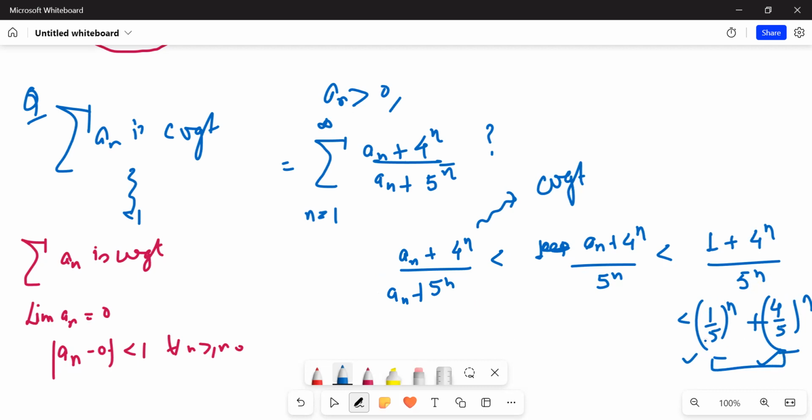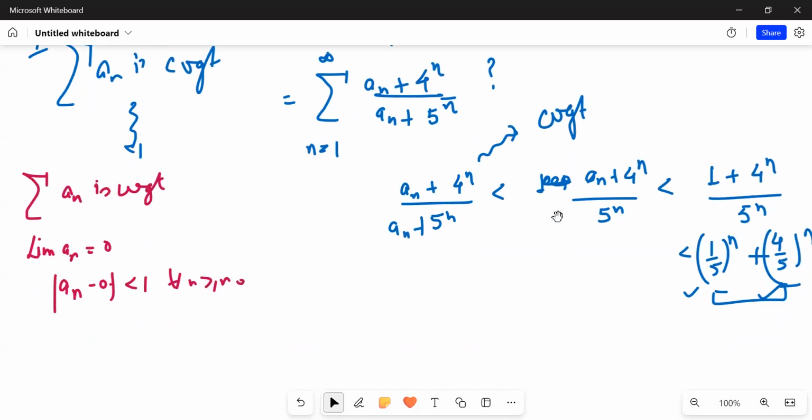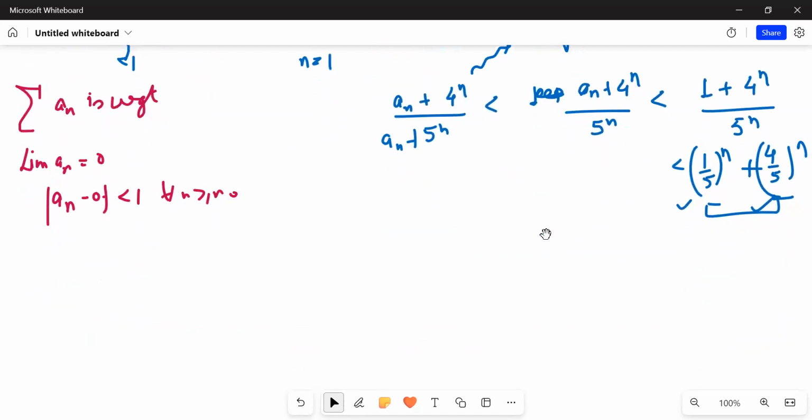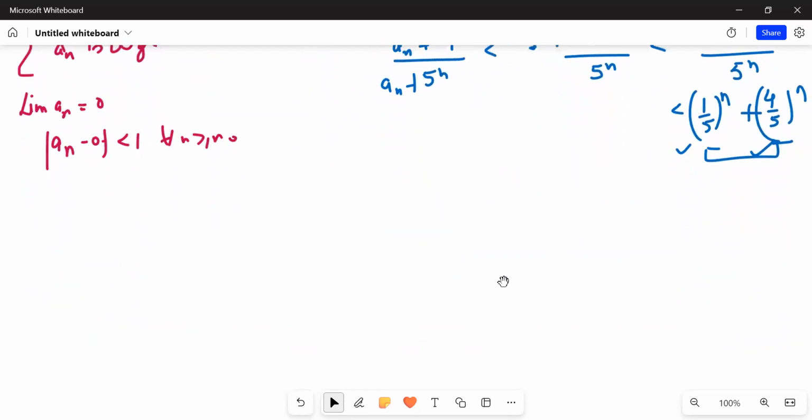This is a convergent series because it is a geometric series with the common ratio 1 by 5. And the next one is also a geometric series with the common ratio 4 by 5. So both of them are convergent. Since both are convergent, remember that the sum of two convergent series is always convergent. So therefore, this particular series is convergent. Otherwise, what you could have done is, okay, so this is clear.